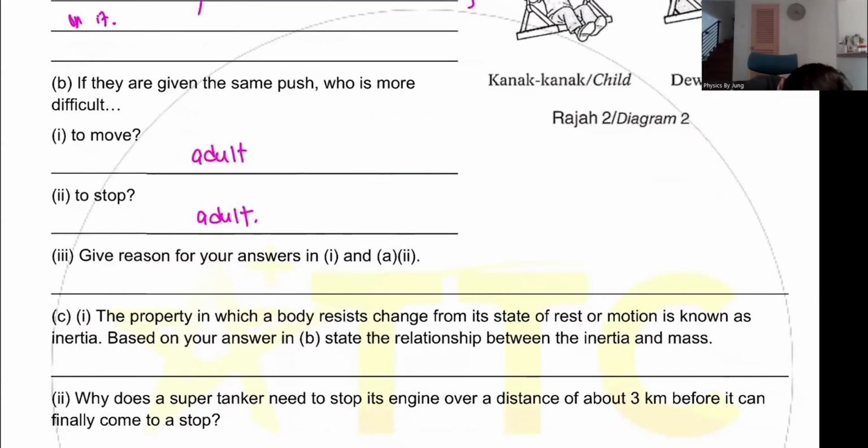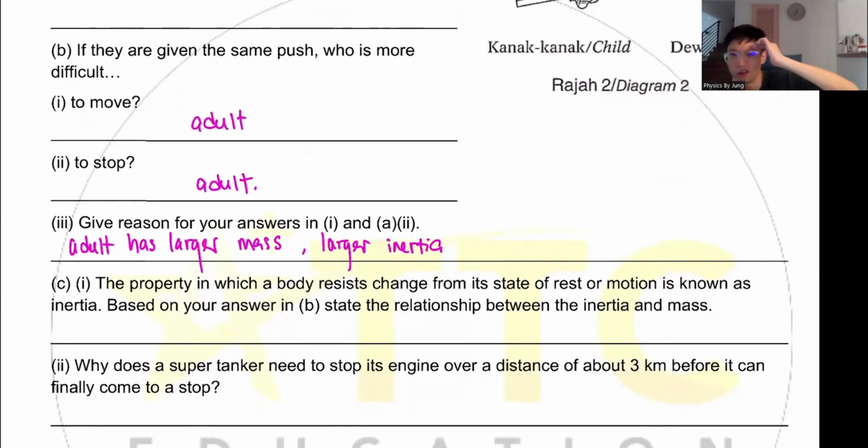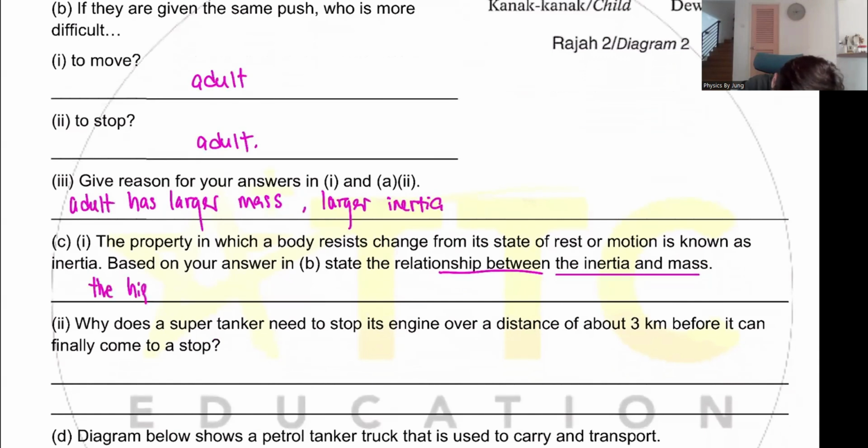Because the adult has larger mass, so therefore it has a larger inertia. If you have larger mass, obviously you have larger inertia. It means you will remain in its original state. So they ask you for the relationship between inertia and mass: the higher the mass, the higher the inertia.